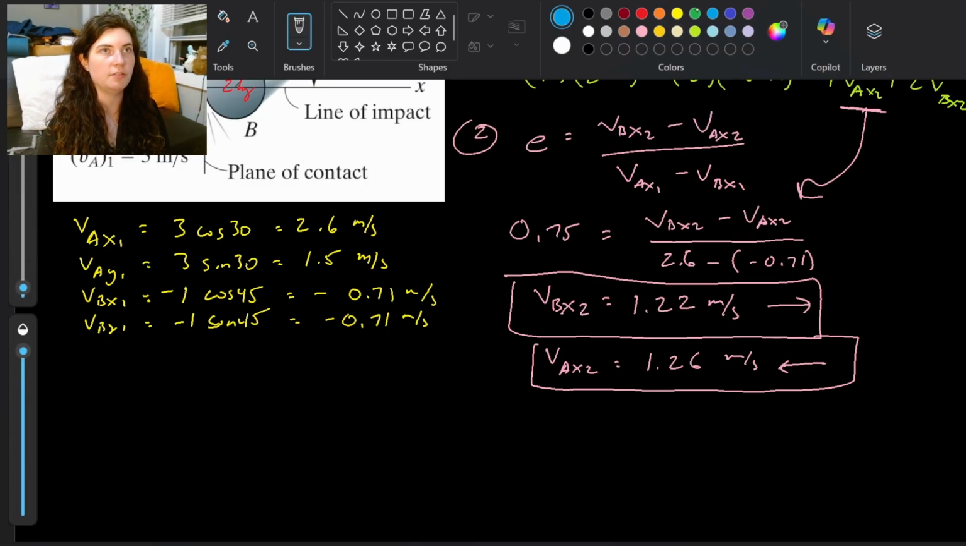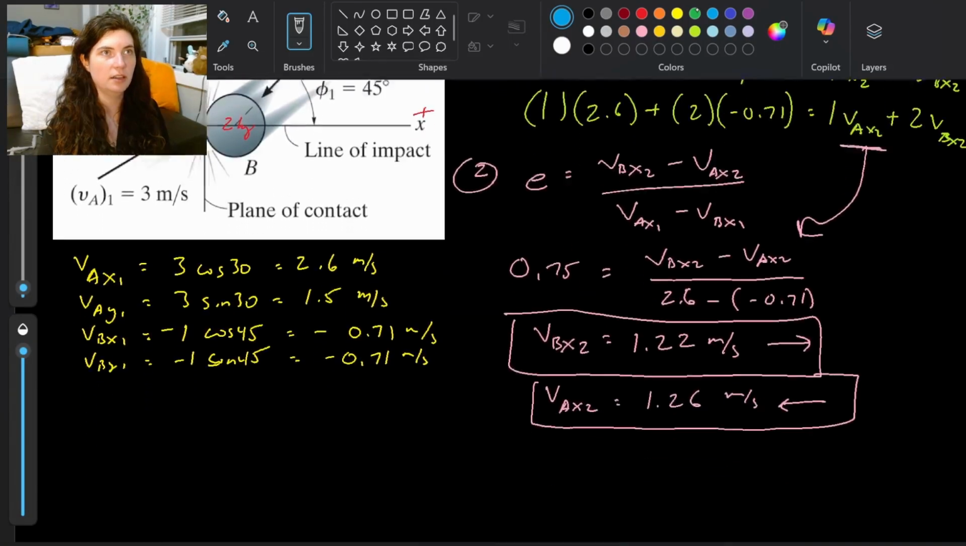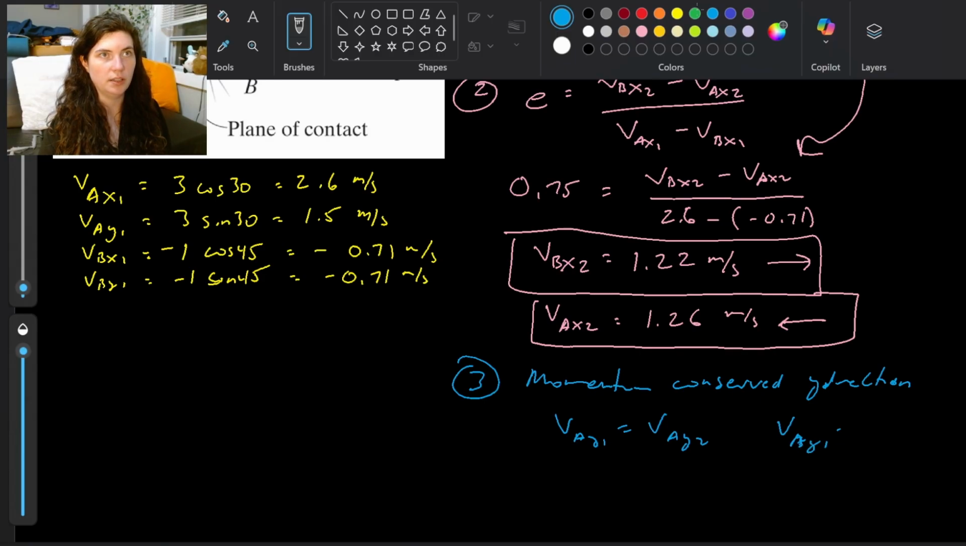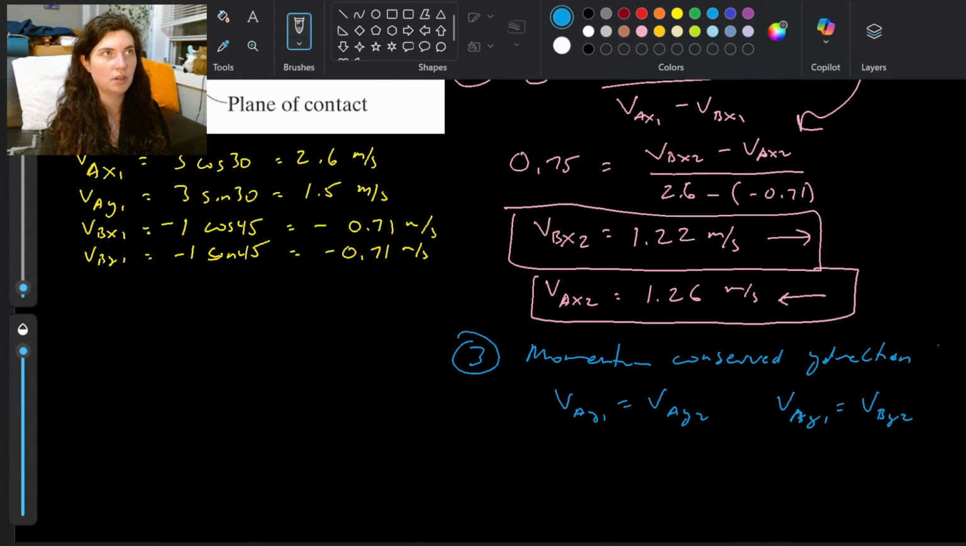All right, very last step here. We found our x components of velocities. Now we just need the final y components of velocities. So our momentum is conserved in the y direction as well. And since their masses aren't changing, what we get is that VAY1 equals VAY2 and VBY1 equals VBY2, which really means we already have our answers for our y components of these guys. They do not change.